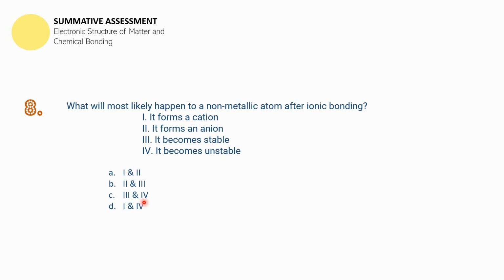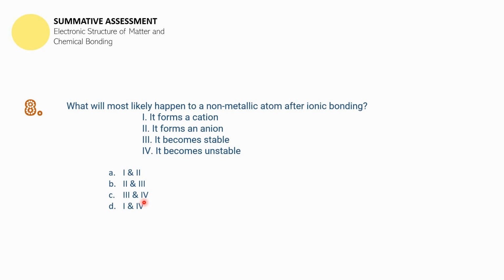Number 1 is it forms a cation. Number 2 is it forms an anion. 3. It becomes stable. 4. It becomes unstable. Your choices are A. 1 and 2. B. 2 and 3. C. 3 and 4. And D. 1 and 4.